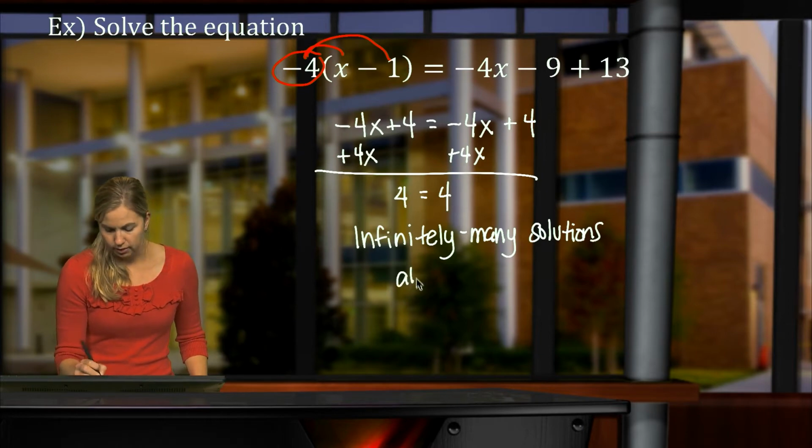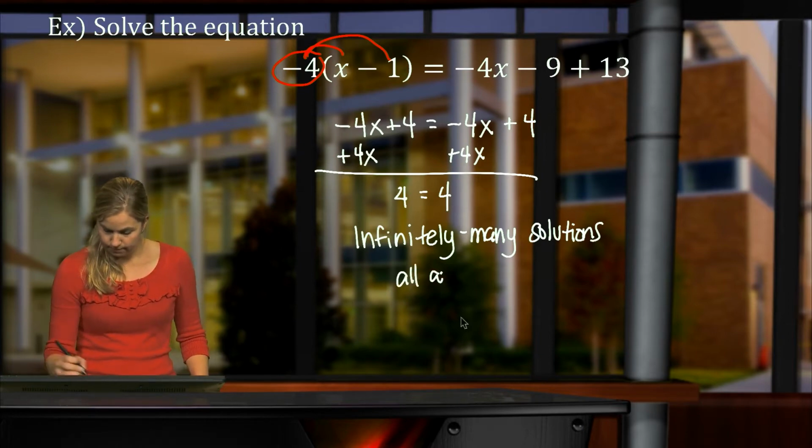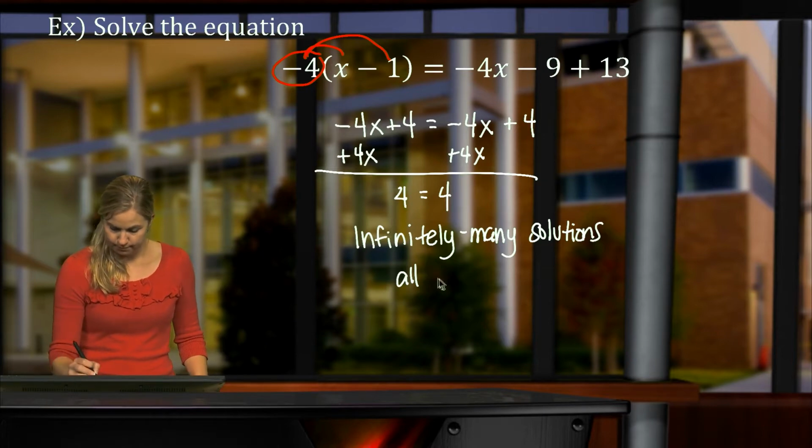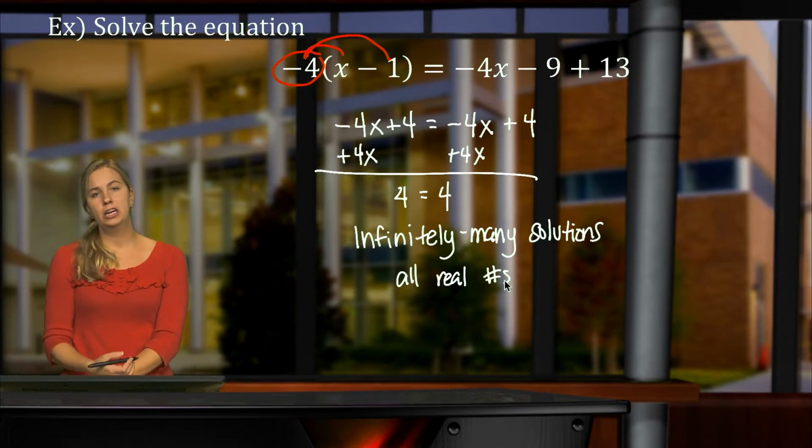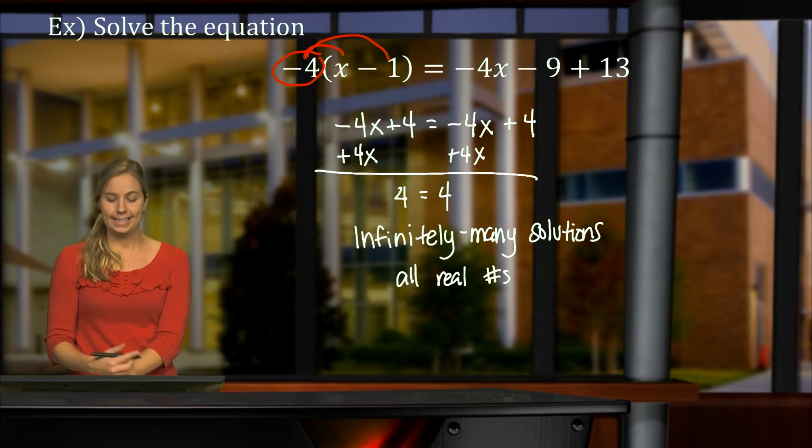Or we can say that the solution is all real numbers. When we have an equation whose solution set is all real numbers, we call that equation an identity.